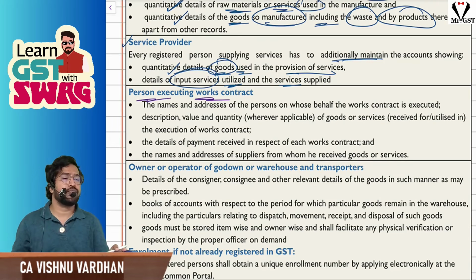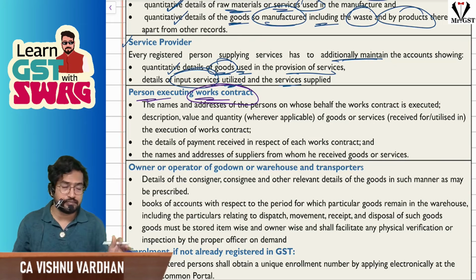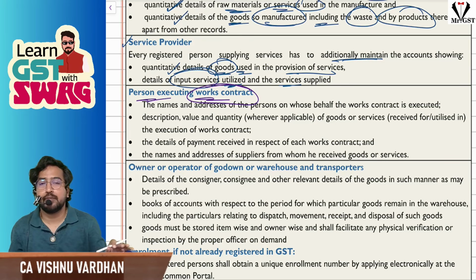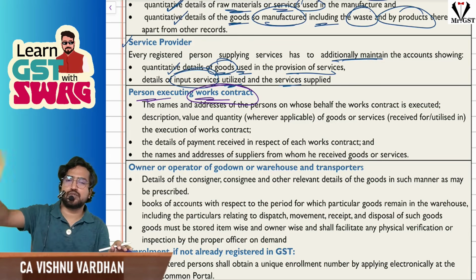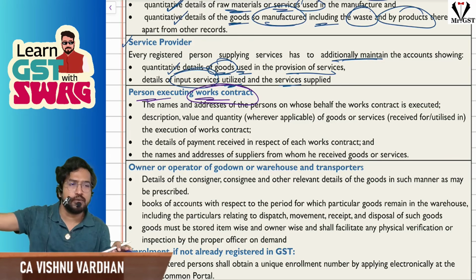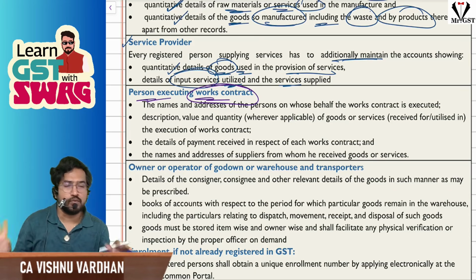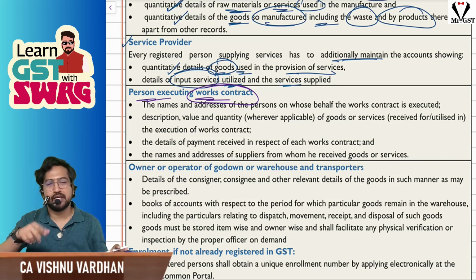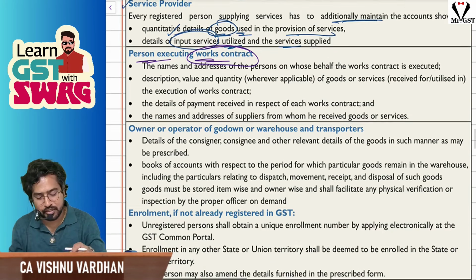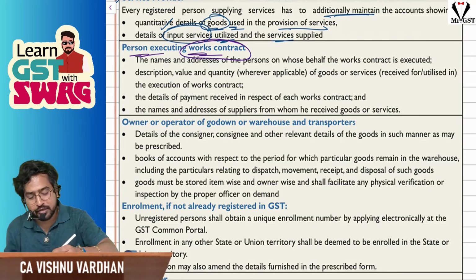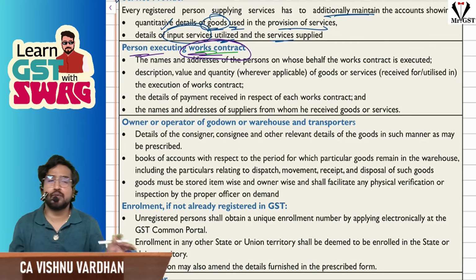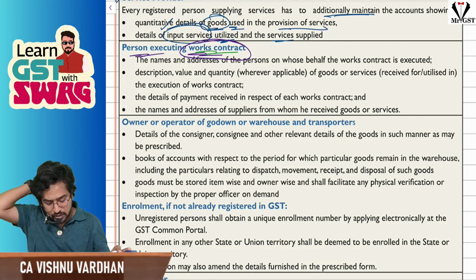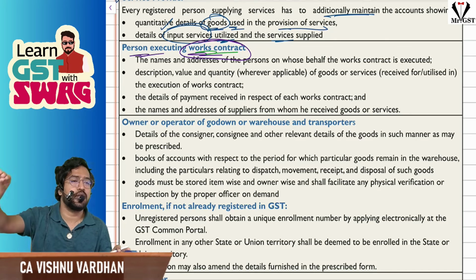Person executing works contract. What do you mean by works contract? We are providing both material and labor. Constructing the house, you are taking bricks, you are taking the labor, you are constructing the wall, and the owner is paying consideration. So you should maintain what records? Works contractor, do you remember what it means? The person who brings both goods and services with respect to immovable property.